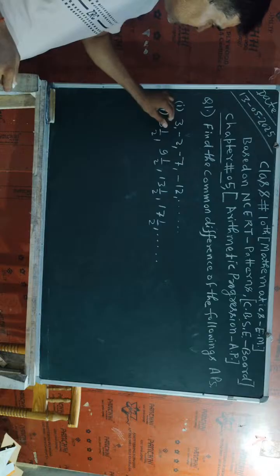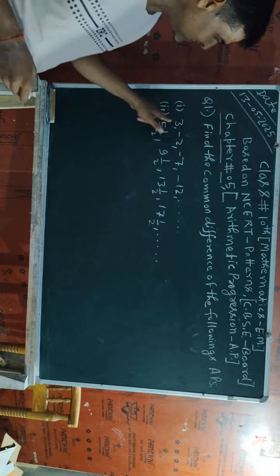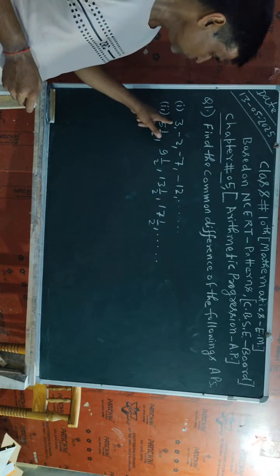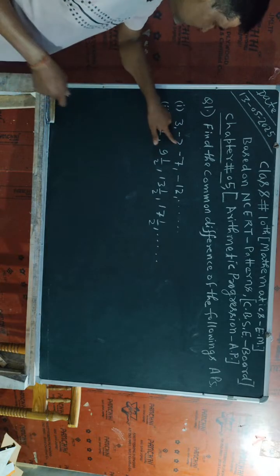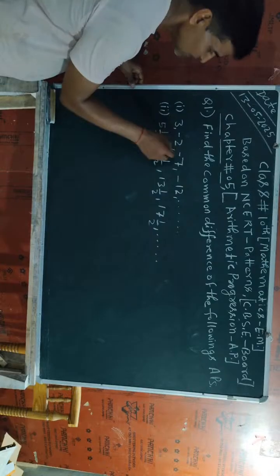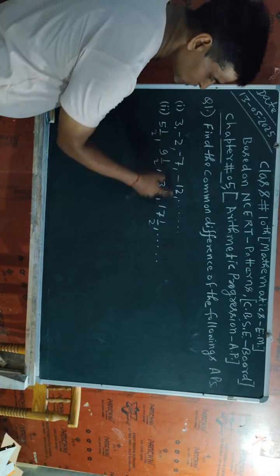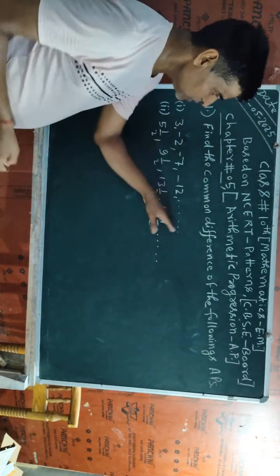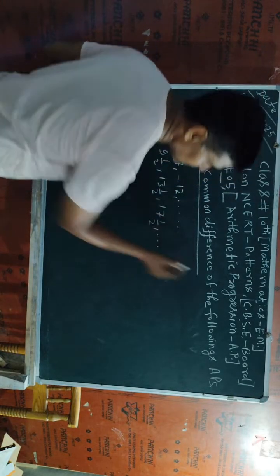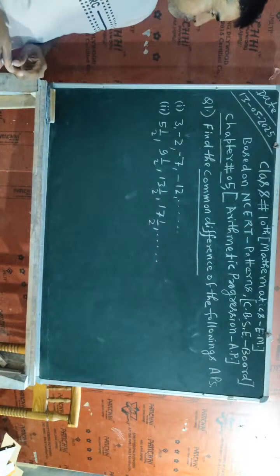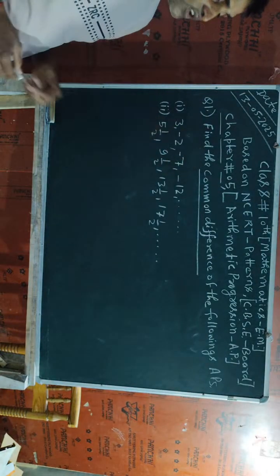So here one sequence is given. That sequence is written, and I have to read it. You listen carefully: 3, minus 2, minus 7, minus 12, and so on. Here the question is saying you have to find the common difference of the AP series.